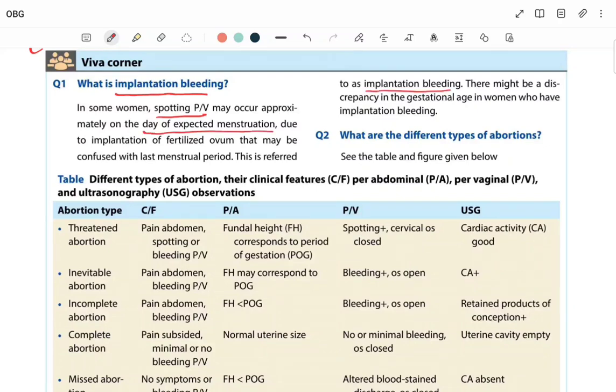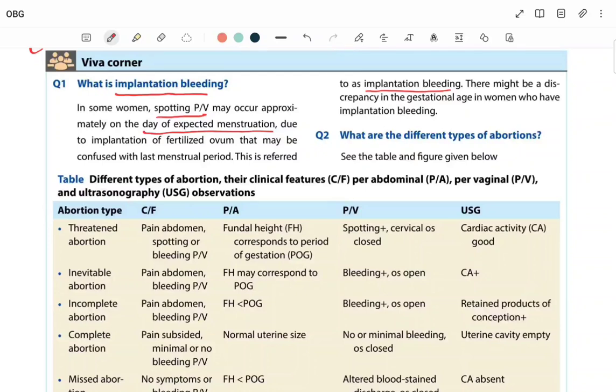So implantation bleeding is very simple. Generally implantation means what? The fertilized ovum, the embryo, will be attached to the uterine wall. That process is known as implantation. Usually there will be no symptoms during implantation, but in some women there will be some bleeding or some spotting PV, and some women can get confused that it is a period, but it is not a period.